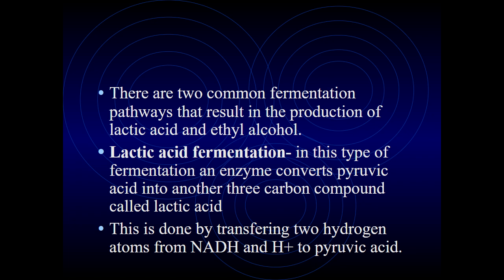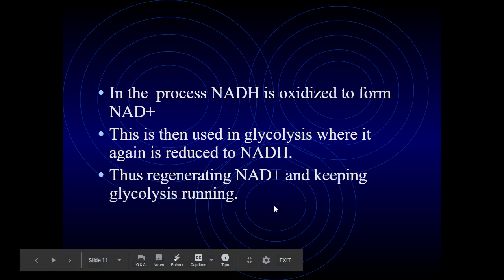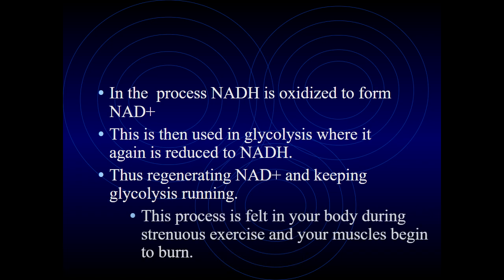So it is a 3-carbon compound, and it is when enzymes convert pyruvic acid into lactic acid. This is done by transferring 2 hydrogen from your NADH and H plus to pyruvic acid. The process is oxidized to form NAD plus, and this is used in the glycolysis. So remember, with lactic acid, you're not using oxygen, which is why your muscles get sore, because they need the oxygen in them, but they're producing this to have more glycolysis.